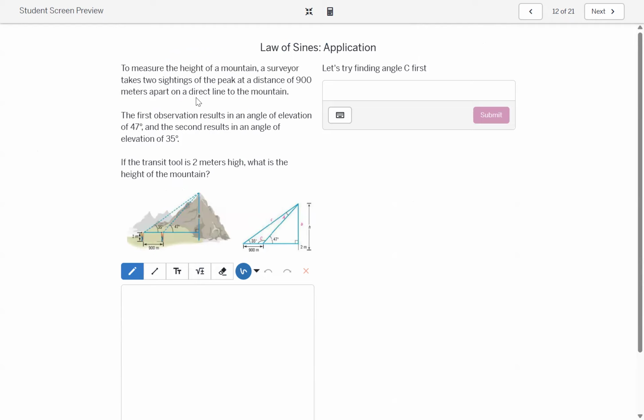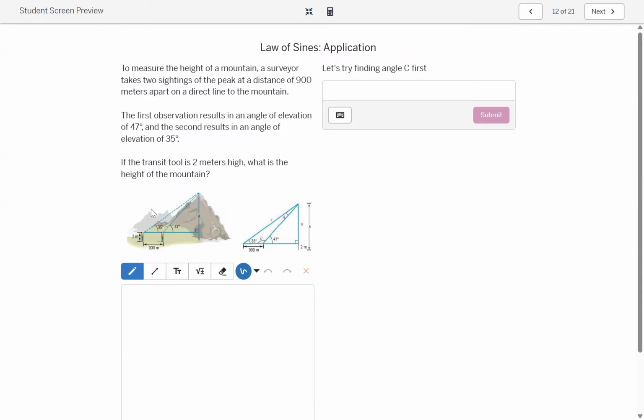All right, so this is one of the ways you can measure how high something is. A surveyor takes two sightings of the peak of a mountain 900 meters apart on a direct line to the mountain. They have this tool that sits on a tripod and calculates the angle of elevation. It's kind of like using a telescope. You zero it in on the top and say, all right, read the angle, and it says, here's the angle. And then you walk backwards 900 meters, set the tripod up again, point it. All right, now what's the angle? So it gave these two angle measures.